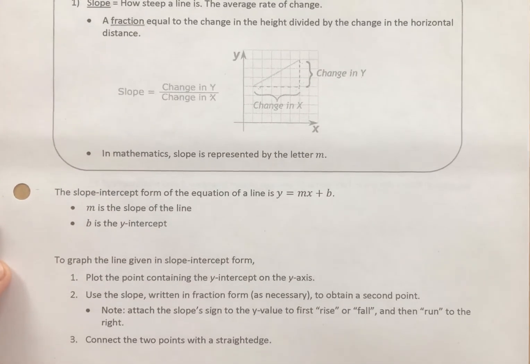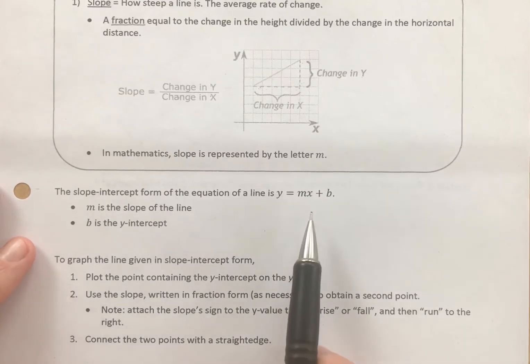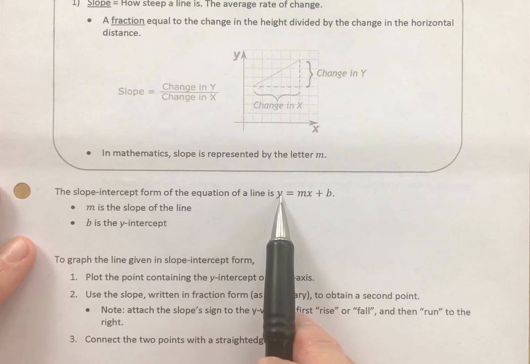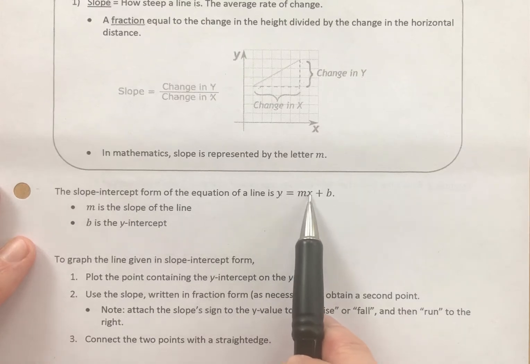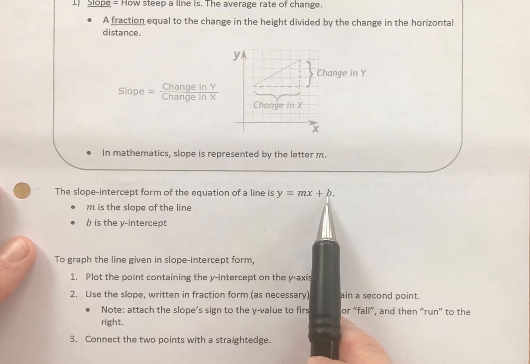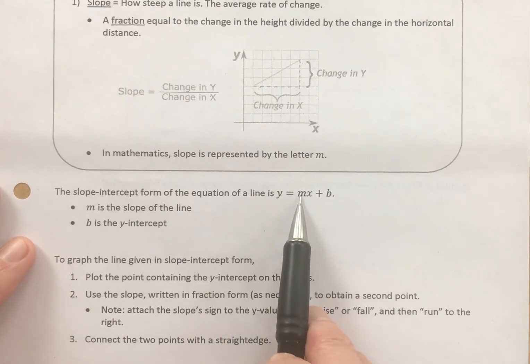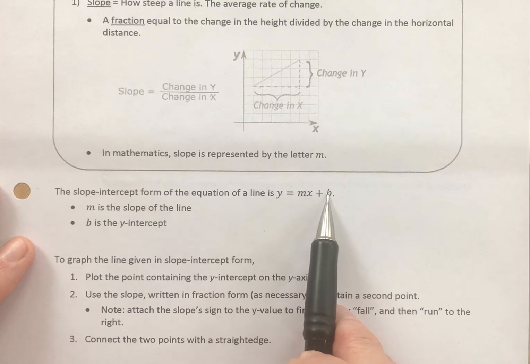Okay, so the equation of a line can be written in a variety of forms. We're going to focus on the slope-intercept form of the equation of a line, and that form is y equals mx plus b, where m is the slope and b is the y-intercept. Hence the reason it's called the slope-intercept form, because you're given the slope and you're given the y-intercept.